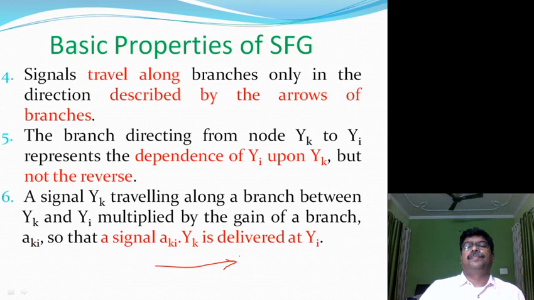This is yi, this is yk, this has a gain of aki. So this yi will be equal to aki multiplied by yk. This is represented with the nodes. Node represents the variables. So this way you can draw.